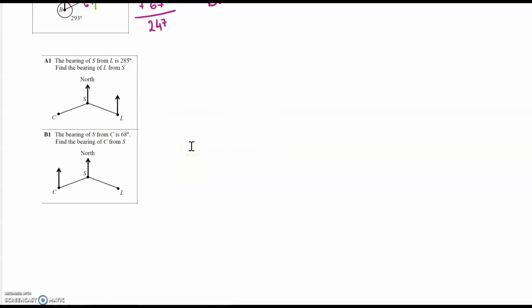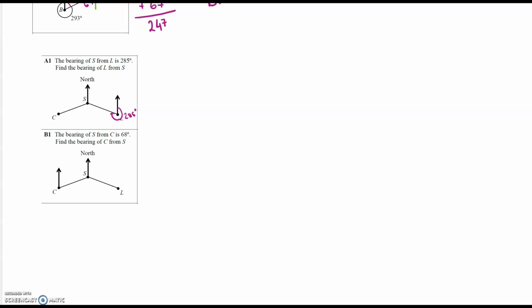Alright, last ones are a little bit trickier because we're looking at some multiple points. So this first one says the bearing of S from L is 285 degrees. That means that if I'm starting at L, my bearing to S, that whole way around there, is 285 degrees. Find the bearing of L from S.